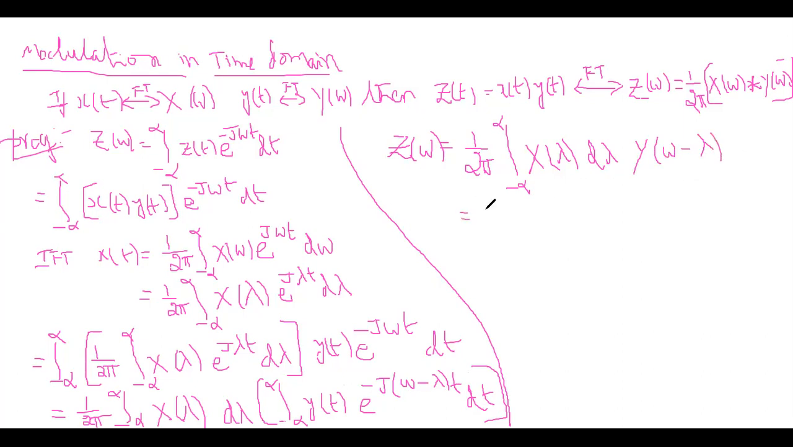We write this expression as 1 by 2 pi integral from minus infinity to infinity of x of lambda y of omega minus lambda into d lambda. See, this is the equation of the convolution. What is a convolution integral?